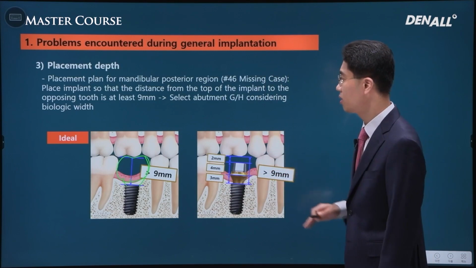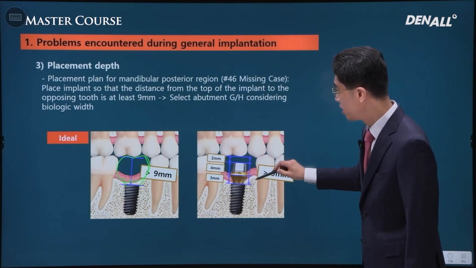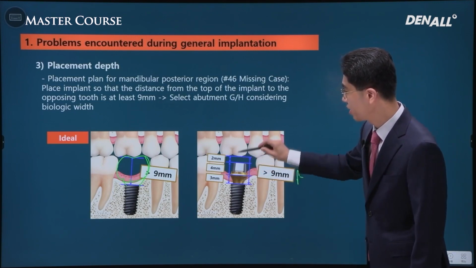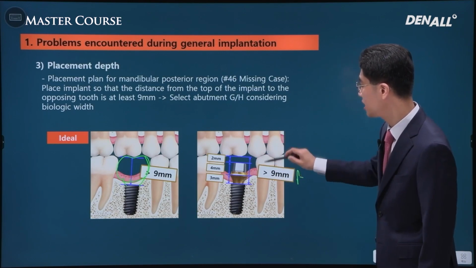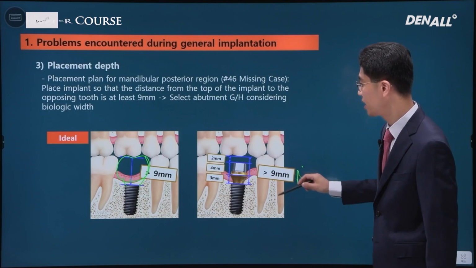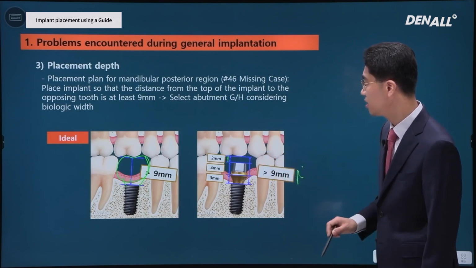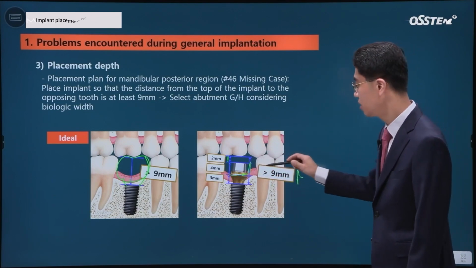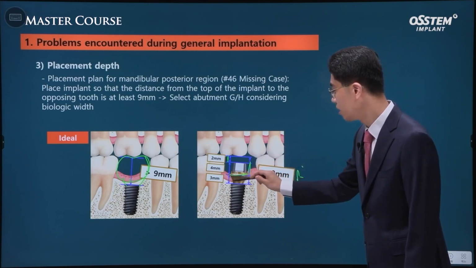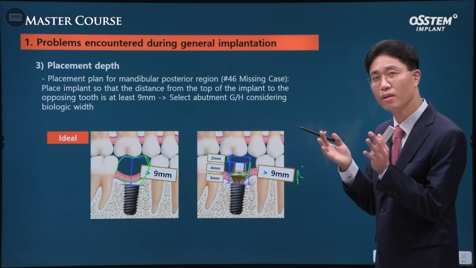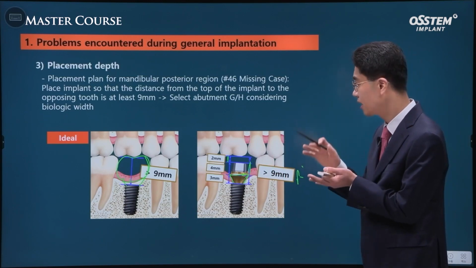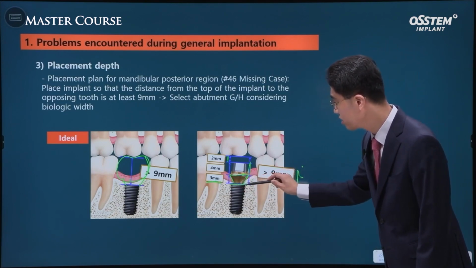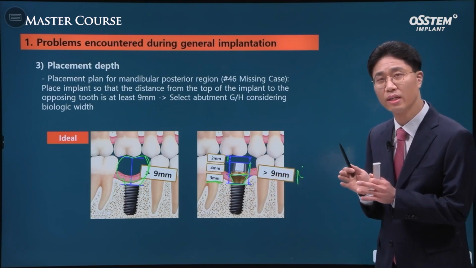This is a must. As shown on the right, if you think of the distance with the opposing tooth, if you can get sufficient clearance of over 9 mm, the prosthesis thickness would be about 2 mm and abutment height would be over 4 mm. Gingival height length would be about 3 millimeters. If we assume such, the implant should be placed here. We need to calculate this in a reversed method.